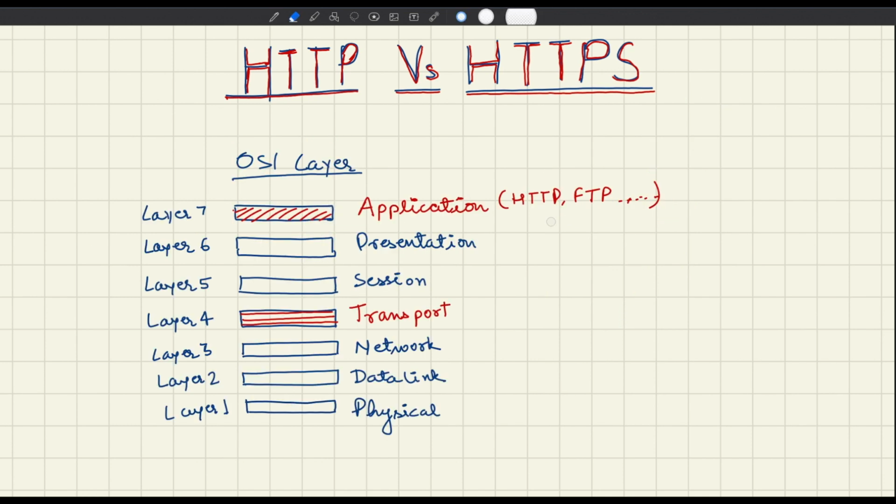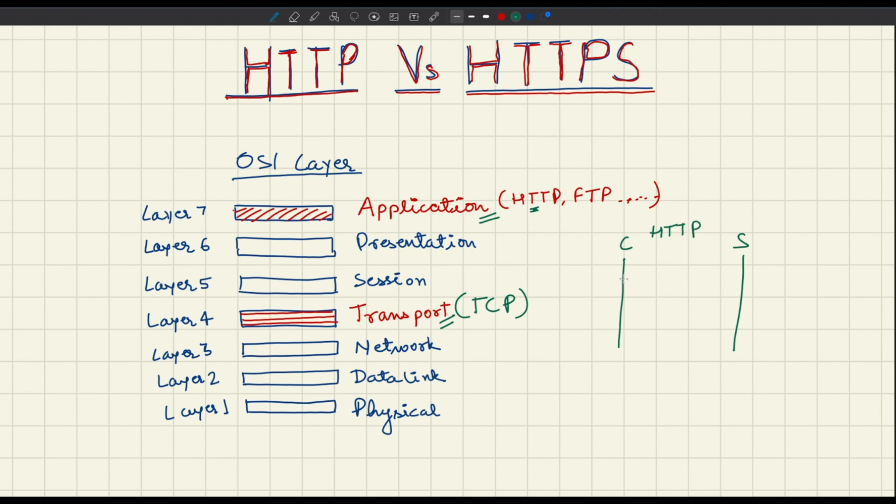So let us also understand this from the OSI layers' perspective. In the OSI layers, we are mostly concerned about the application and the transport layer. The transport layer is where the TCP protocol operates. Now let's say that we have a client and we have a server, and the client wants to send a GET request, which is an HTTP GET request that operates on layer 7, the application layer. So in case of HTTP, we are trying to send a GET request.